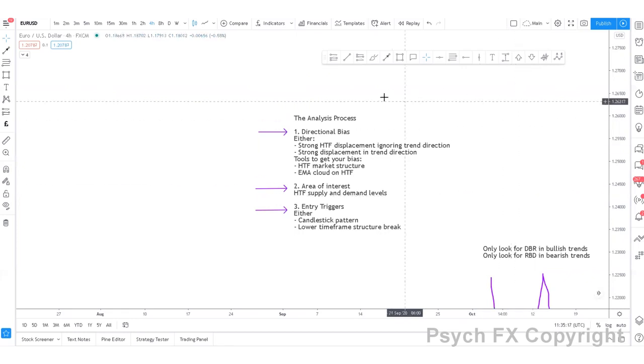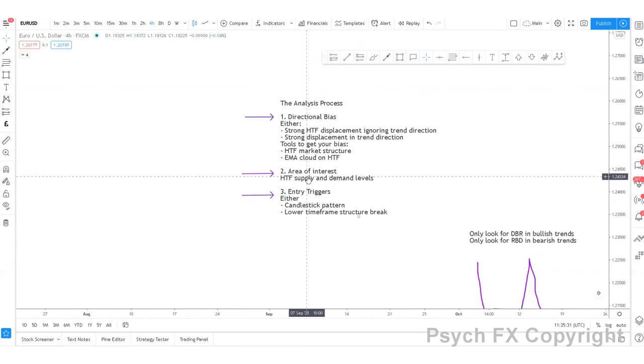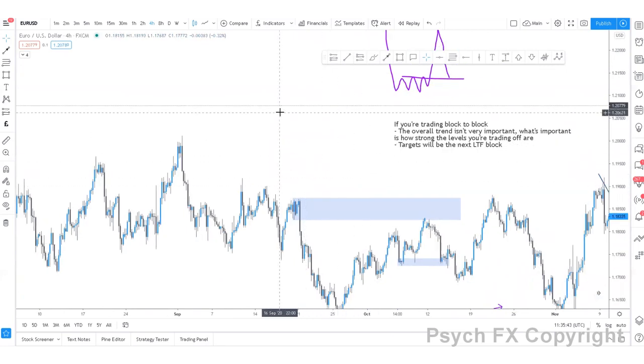But essentially, once we've got a directional bias, and we've decided whether we're more of a trend trader or more of just a solely supply and demand and phase trader, then we can pick which tools we want. The next step is our areas of interest. So these are the levels that we're trading off of. Now, for our areas of interest, we want to use our higher time frame supply and demand levels. So, for example, if we're using our 4 hour for a higher time frame, we want to be looking for supply and demand levels on that time frame.